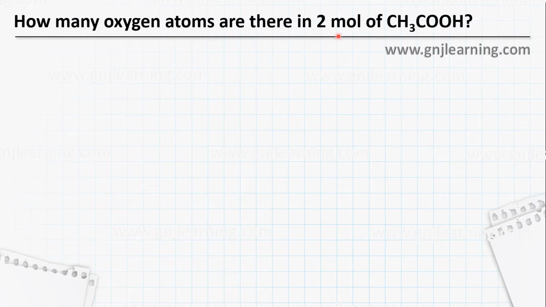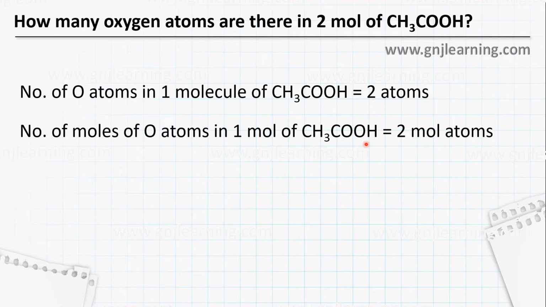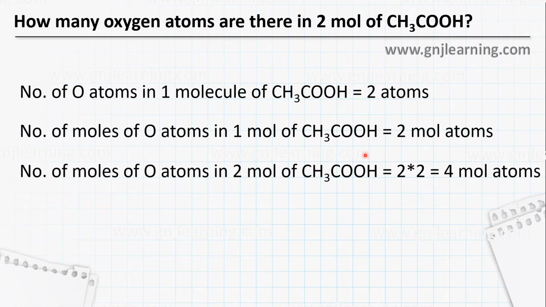Clear? Next, how many oxygen atoms are there in 2 mole of CH3COOH? If you look into one molecule, you will see that there are 2 oxygen atoms, isn't it? The number of oxygen atoms in one molecule of CH3COOH is 2 atoms of oxygen. If one molecule has 2 atoms, then 1 mole of CH3COOH will have 2 mole of oxygen atoms. So what about 2 mole, which is what they have asked? 2 into 2 is equal to 4 mole of atoms.